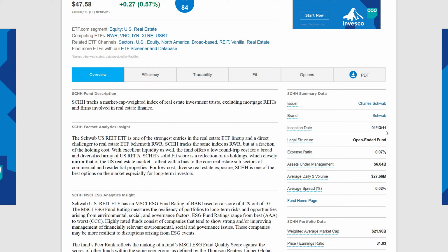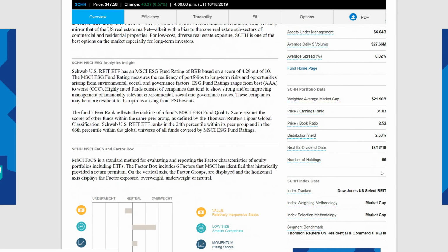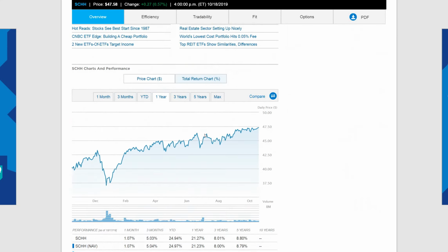It's only been around since 2011. It doesn't have very many assets under management. It also doesn't have a high number of holdings. So there's not as much diversification in this account. And so that's something that I'm aware of.